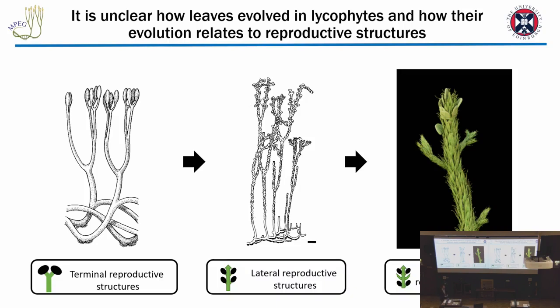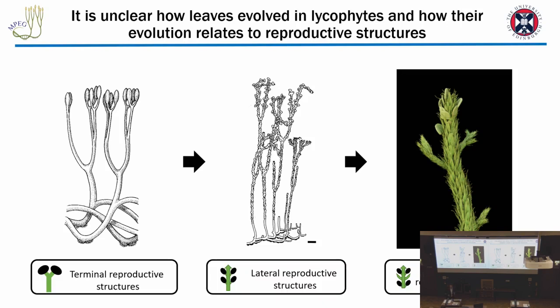But it's still very unclear how leaves evolved, how we actually undergo this switch from here to here. And it's actually also quite unclear whether this switch actually involves the modification or the change of these lateral reproductive structures, or whether leaves might be better thought of as an entirely new de novo innovation. So how are we going to go about testing that?